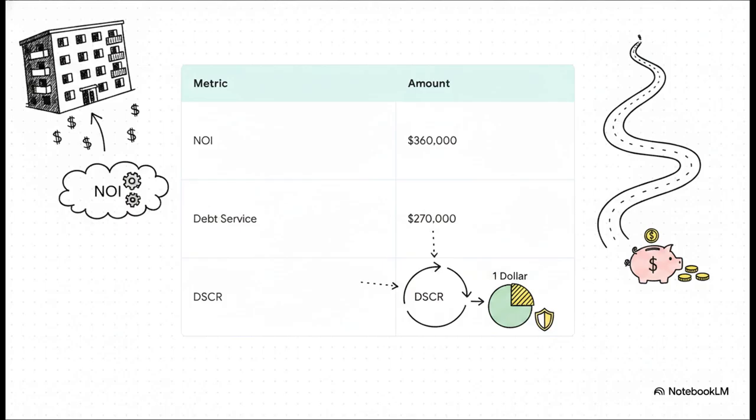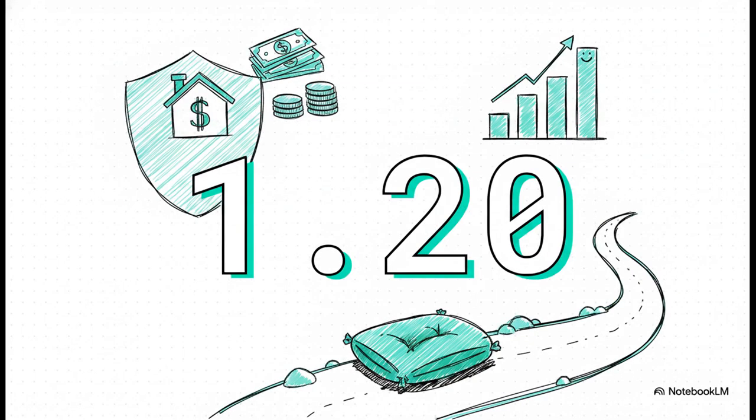But what does that actually mean for you as an investor? It means that for every single dollar of debt this property carries, it's generating $1.33 in income. That extra 33 cents, that is your breathing room. That's your cushion.